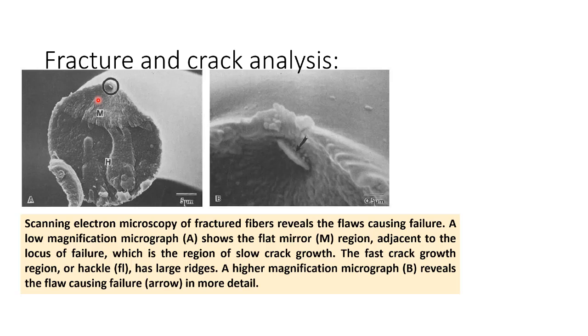And then this shows a very slow crack growth, and the fast crack growth region also, that is the region H. It has large ridges, and this is a magnified image of this particular section, which reveals the flaw causing failure. So the arrow shows the detailed picture of this.